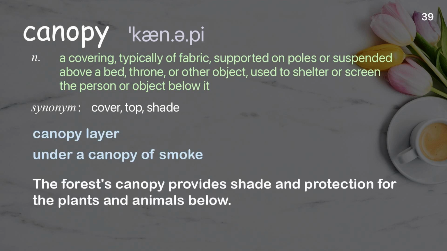Examples: Canopy layer. Under a canopy of smoke. The forest's canopy provides shade and protection for the plants and animals below.